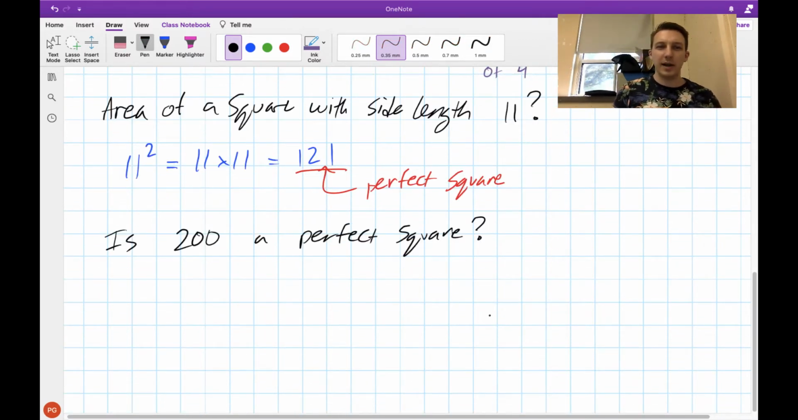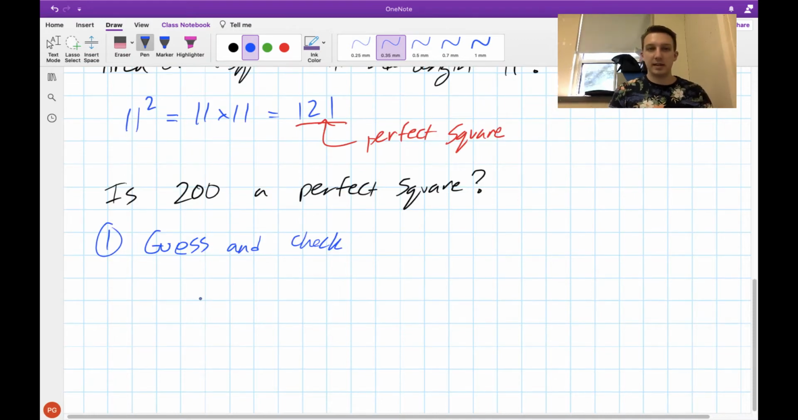What if we try and go backwards? What if we try and ask, is 200 a perfect square? Well, that's like saying, can we make a square where the sides are integer numbers and the area is 200? Well, there's a couple different strategies here. The first one we could do is just try and guess and check.